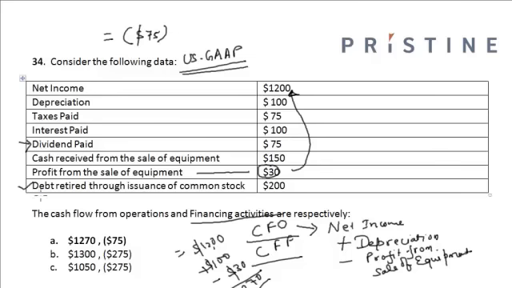And the other part, which is also a part of financing activity, is debt retired through issuance of common stock. But since it is a non-cash activity, it will not contribute anything to cash flow from financing activities. Hence my cash flow from financing activities will be $75, in brackets, which means that it is an outflow rather than inflow. So option A is the correct option.